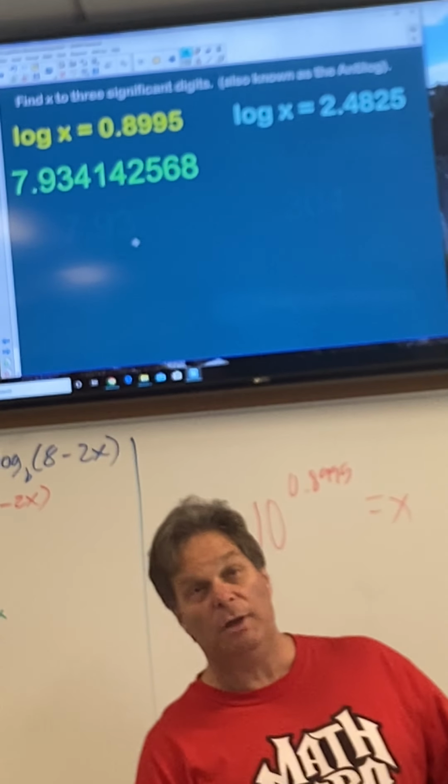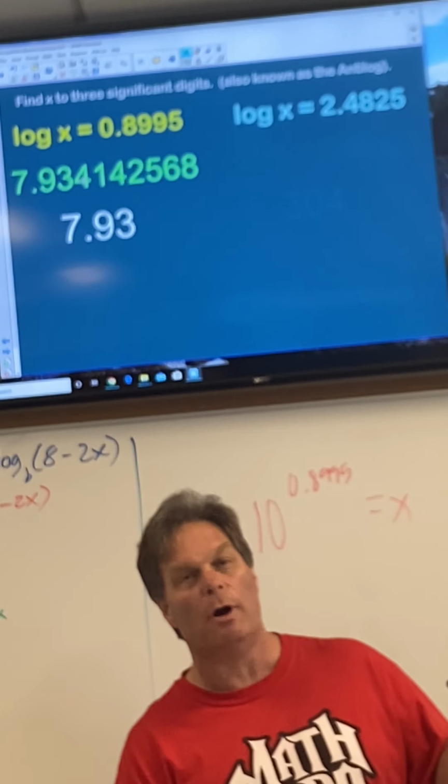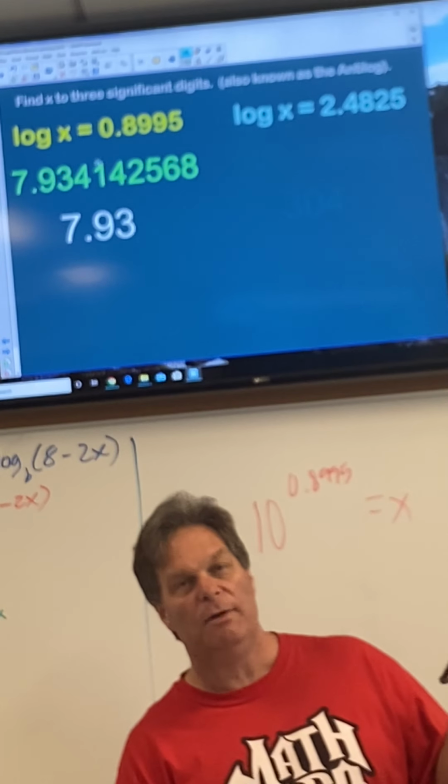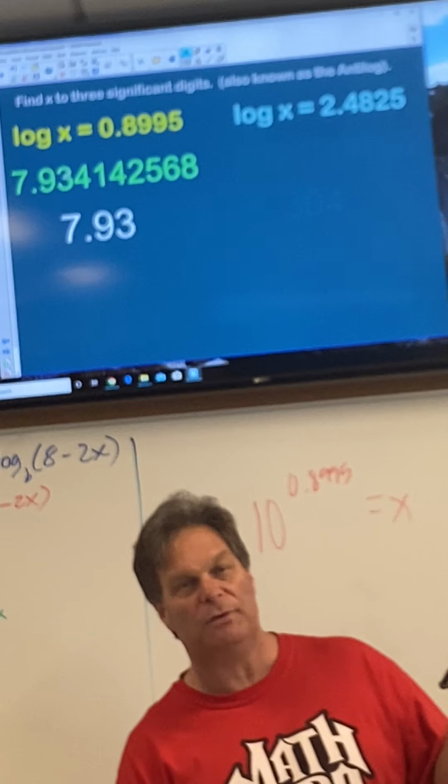Now, it says find it to 3 significant digits. So it rounds off to 7.93. See the 4. If this number is 4 or smaller, this number stays the same. If this were 5 or bigger, that would bump that up and make it 7.94. But it's not, so it's 7.93.